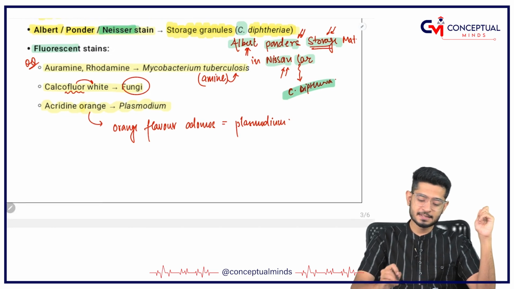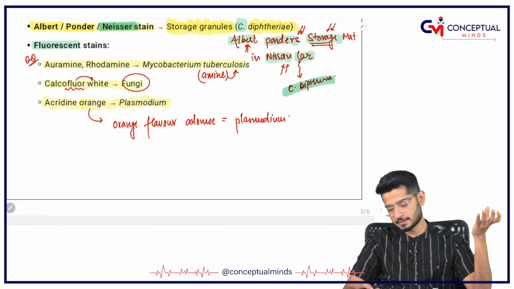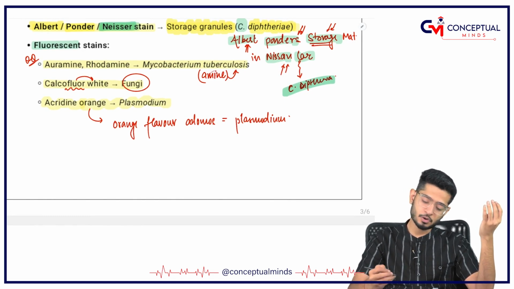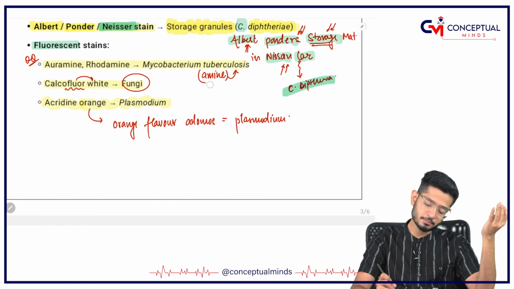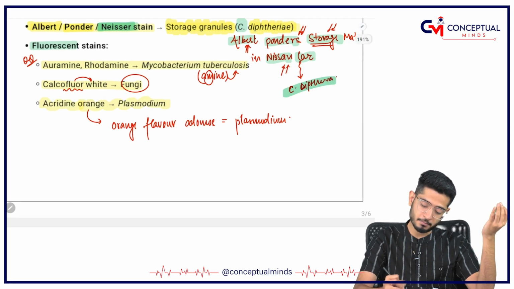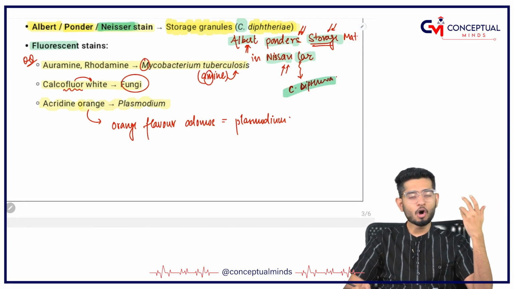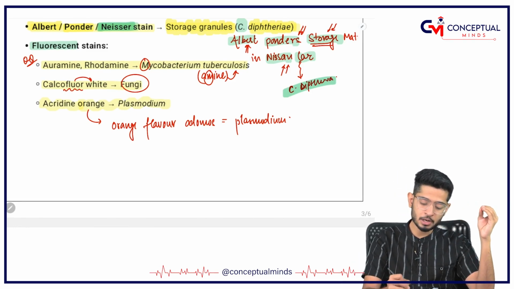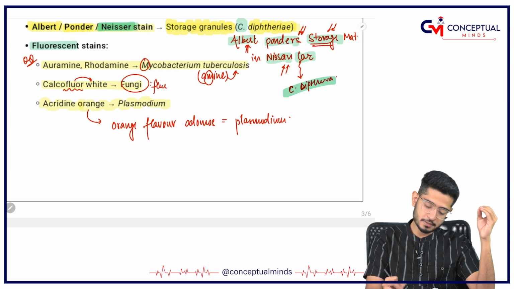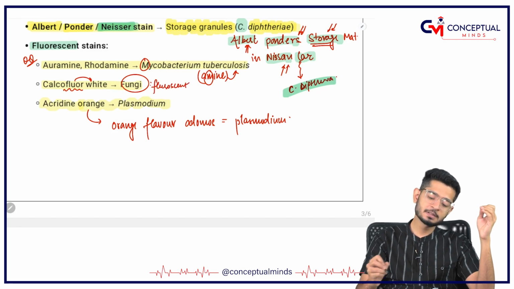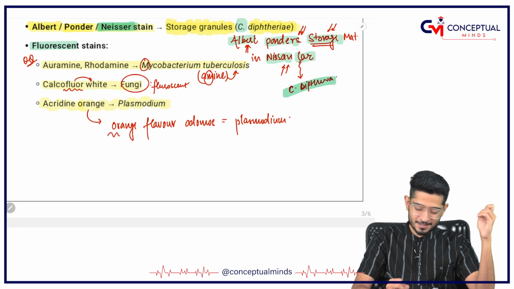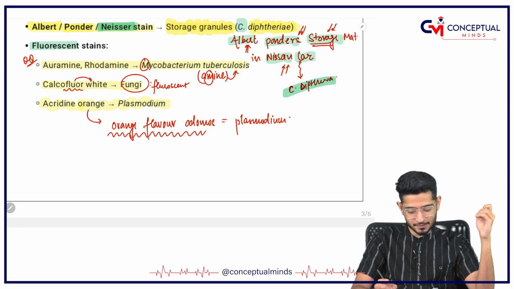Okay. Fluorescent stain, the ones which show fluorescence. What are these? Auramine, rhodamine, Mycobacterium tuberculosis. Auramine, rhodamine, M for Mycobacterium tuberculosis. Very easy and simple to remember. Auramine, rhodamine. Then calcofluor white. So calcofluor, fluor, F-L-U-O-R, F for fungus and F for fluorescent also. So fluorescent stain for fungus is calcofluor white. Next you have got acridine orange. So orange flavor. So there is an Odomos which is of orange flavor.